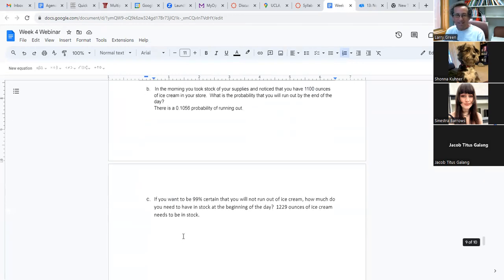Okay, so let's suppose instead of a 10% chance, or let's say almost a 90% chance of not running out, let's suppose you want to be 99% certain you're not going to run out of ice cream. How much do you need to have in stock at the beginning of the day? So if you want to be 99% certain that you will not run out of ice cream, how much do you need to make sure you've got? Any questions on that idea?